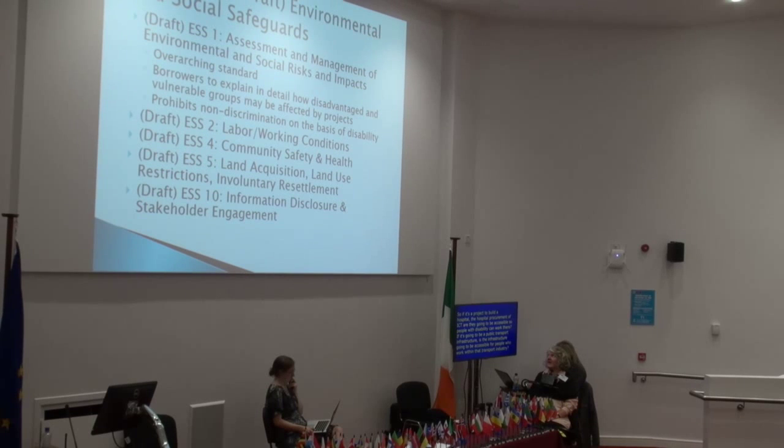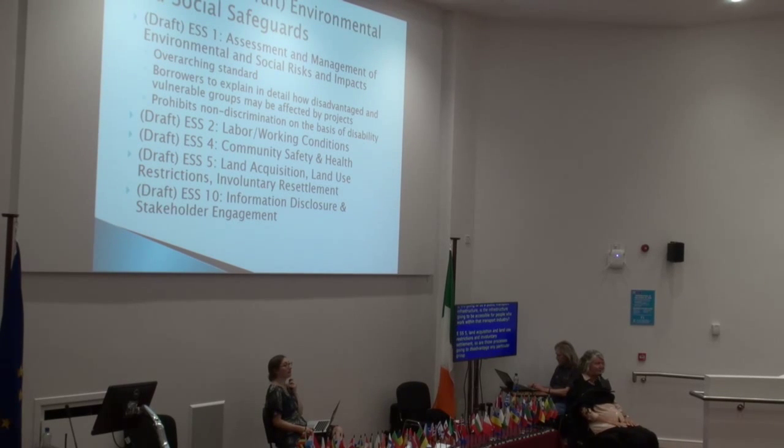ESS 5, land acquisition and land use restrictions and involuntary resettlement. So are those processes going to disadvantage any particular groups? So if you're doing resettlement, if you're taking sections of communities away because of land acquisition, are you removing people from natural supportive networks?